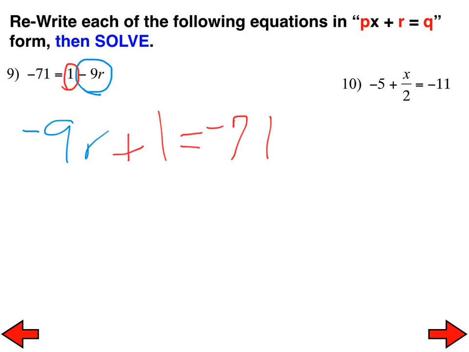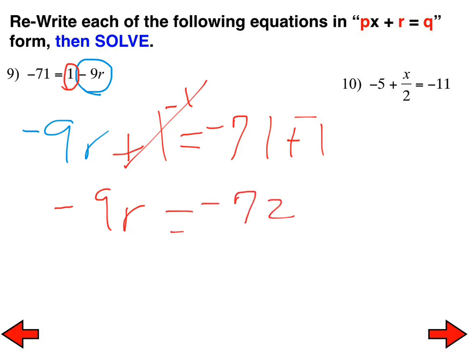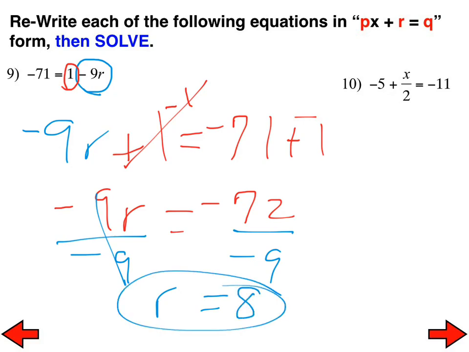All right, let's take a look at number 9. We should have subtracted 1 from both sides. That is the inverse operation. That's also the subtraction property of equality. We talked about that last week. And we have negative 9r equals negative 72. The inverse operation to multiplying is dividing. That is the division property of equality. And so r, the solution is r equals positive 8. We have a negative divided by a negative. Everybody rewrite number 10 and solve it.